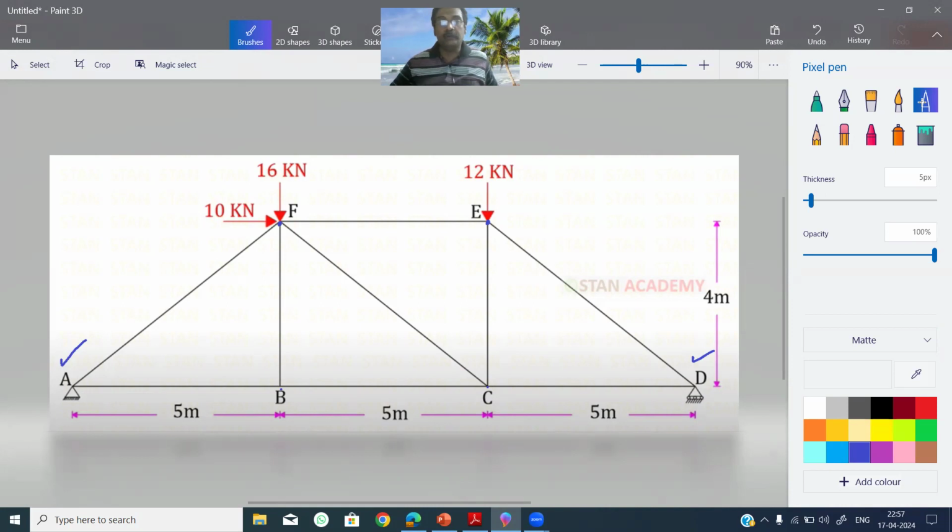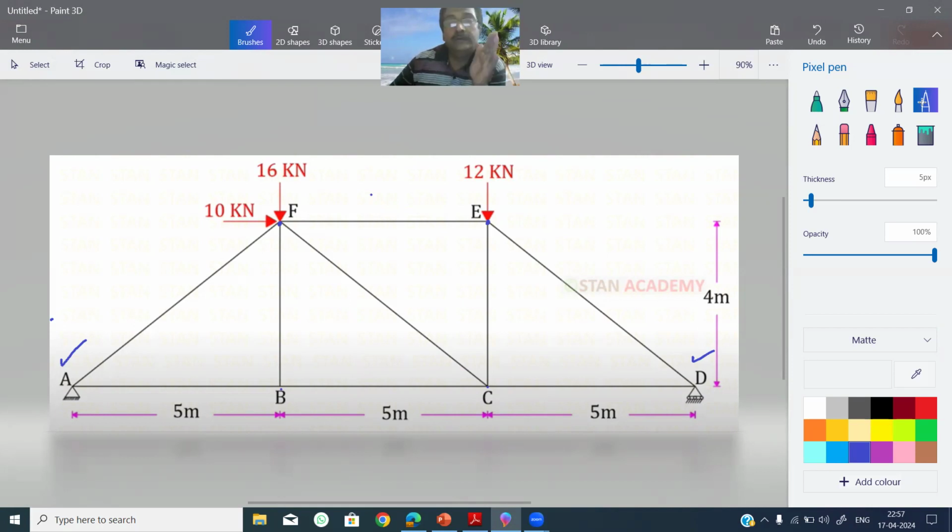Now suppose you are asking about the force in the member FE. So we are considering initially FE, FC, and BC. Suppose these three are required for you. These three are required for you. Now, where do I need to draw the section?